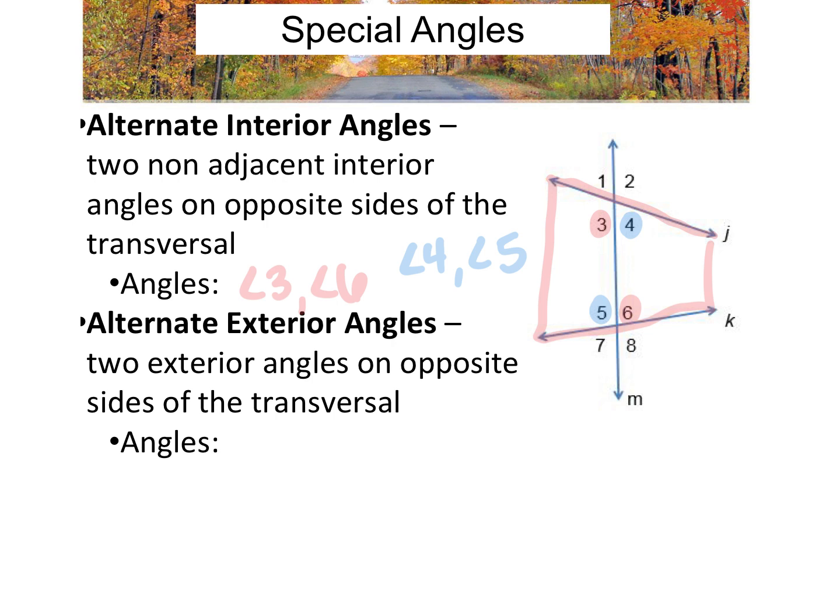Hayden? 2 and 7 would be correct. What's another pair of alternate exterior angles? Sophia? 1 and 8 is correct. Questions on alternate interior versus alternate exterior?